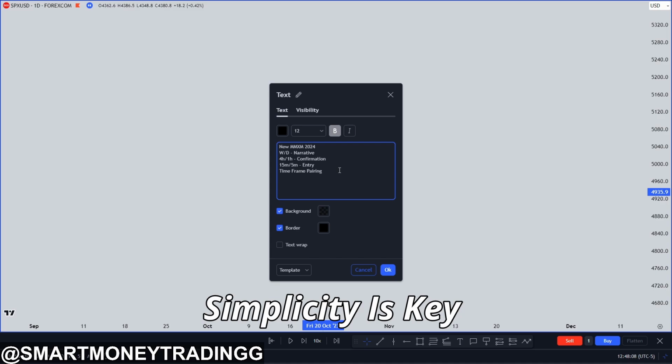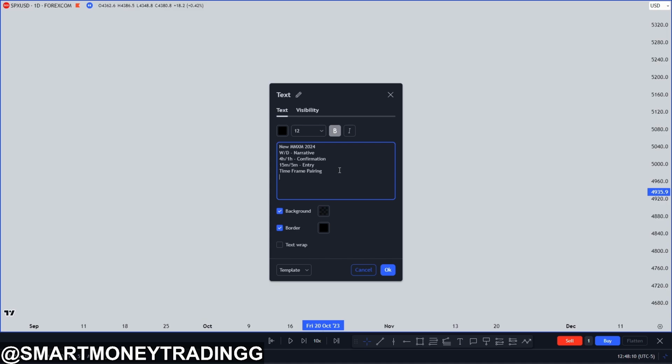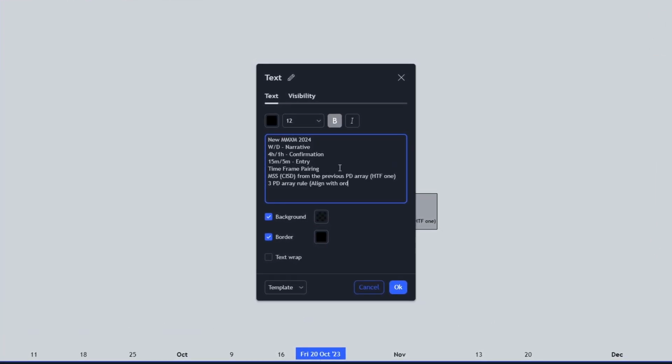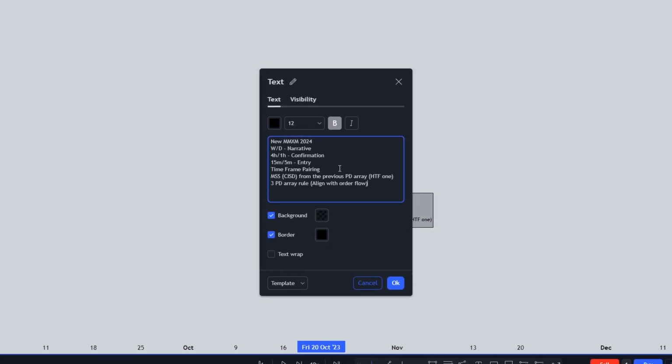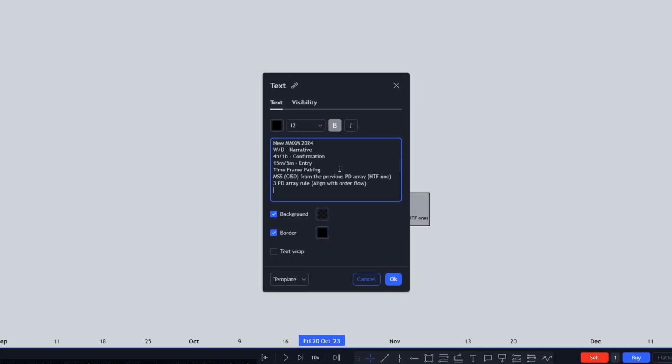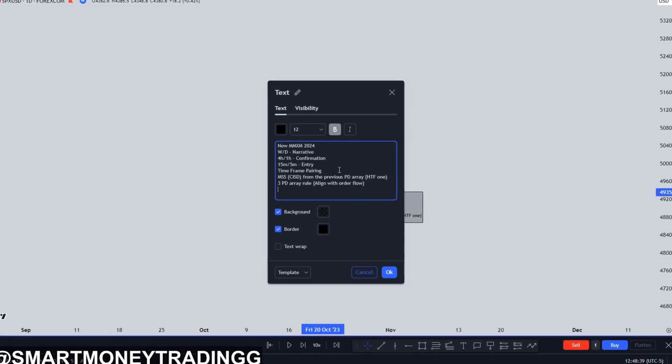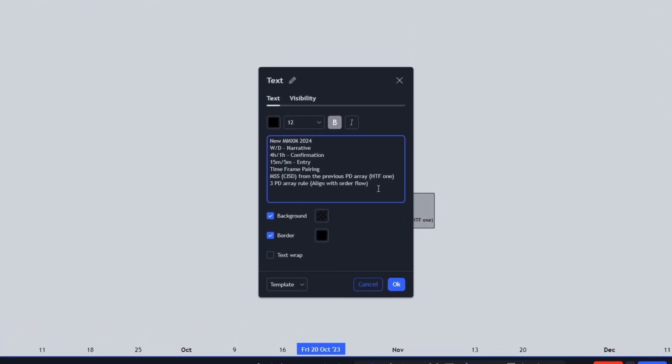I just get straight to the point, and I look for certain PD arrays to have a market structure shift or a change in the state of delivery from the previous PD array, or the higher time frame one. And then after that, I pretty much have the 3 PD array rule, just to align with the order flow. So I want to be on the right side of the market. I don't want to be on the wrong side. So if 3 PD arrays get broken through, I usually just get out of the market, or I cut at break even, or I just cut it where I'm at and go to the sidelines as soon as I see 3 PD arrays broken.